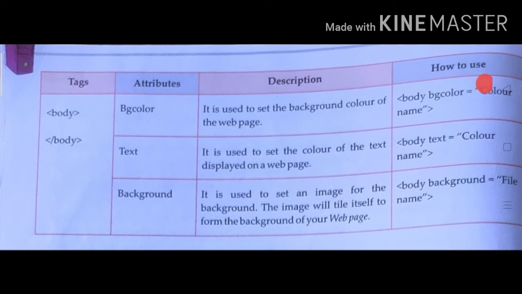How to use bgcolor? First, you have to write like this: within the body tag, bgcolor is equal to color name. I have already explained which color names you can mention. This is only for bgcolor. Now next, the text attribute, how to use it: within the body tag, text is equal to color. Here you can set your text color.